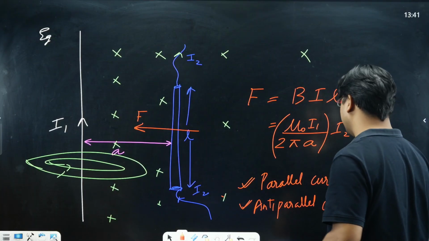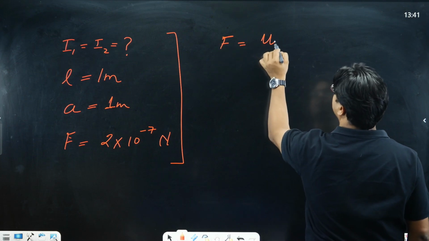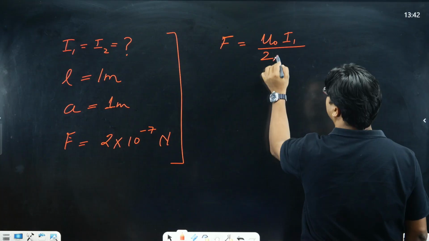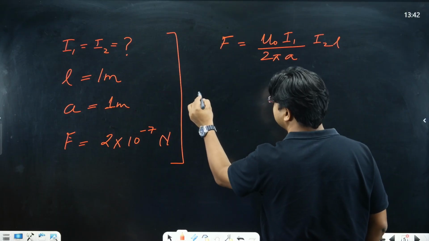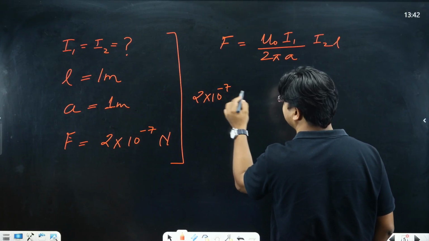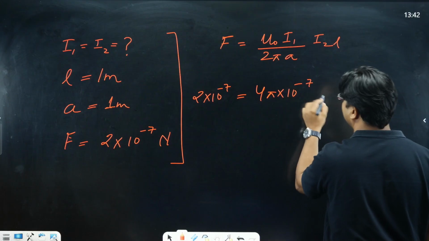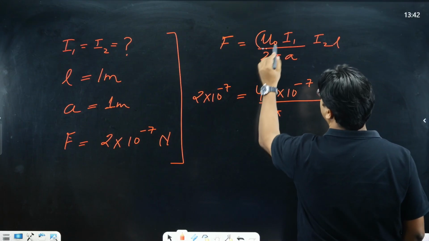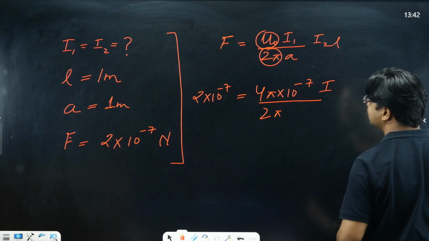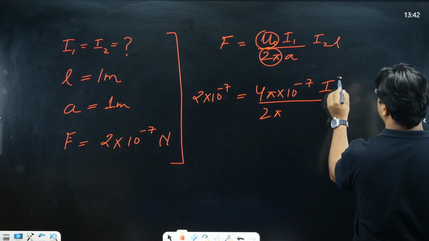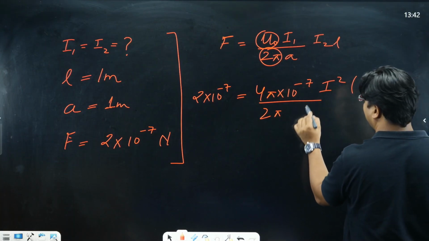So I will write the formula here. The formula for force, like we said, is F equals mu naught I1 by 2 pi A and then I2 into L. So let me just substitute the numbers. F is 2 into 10 raised to power minus 7. Then mu naught is 4 pi into 10 raised to power minus 7 divided by 2 pi. So I have written mu naught, I have written 2 pi. I1 and I2 are something that we don't know, we are trying to calculate them. Let us assume it to be I. So I1 is I, I2 is I, so I have written I square. L is 1 meter, A is 1 meter.